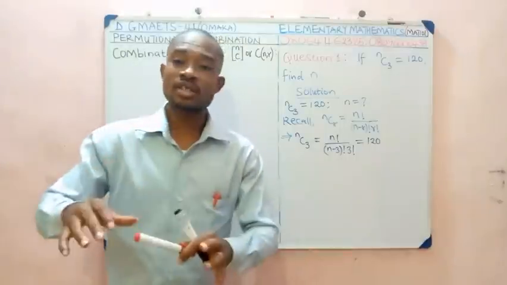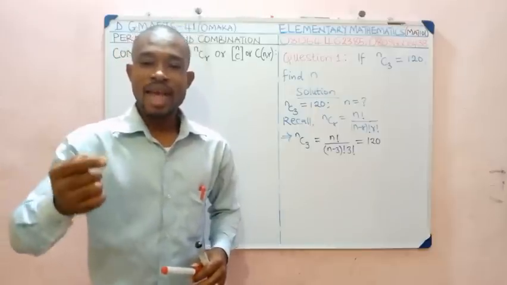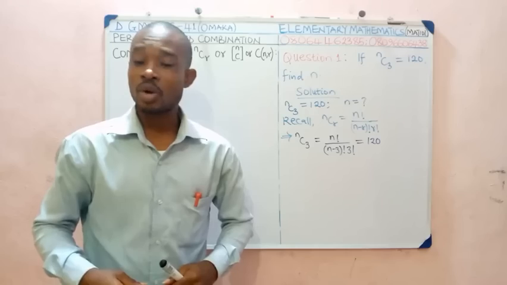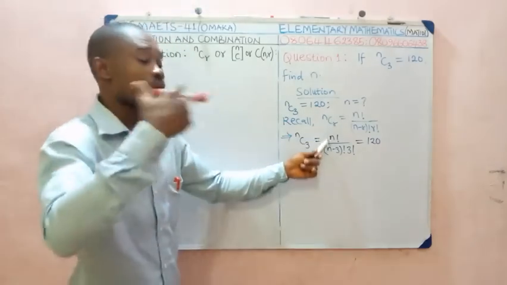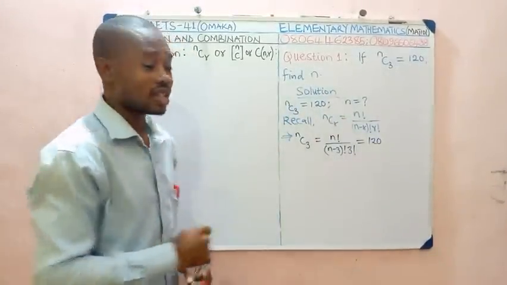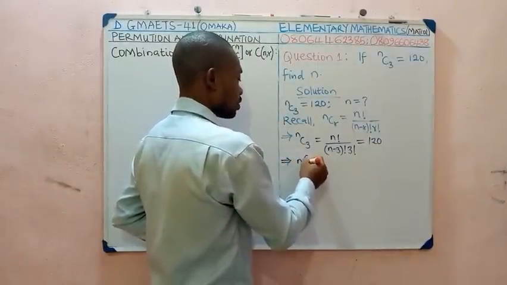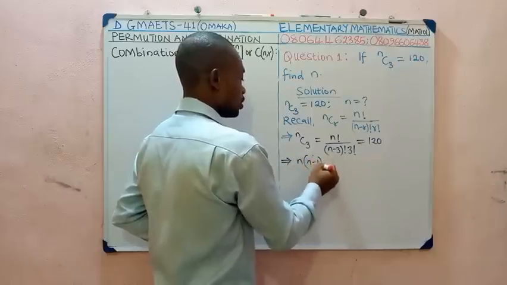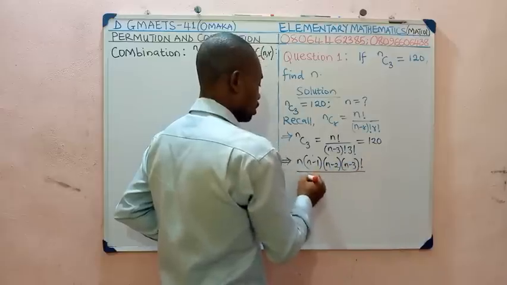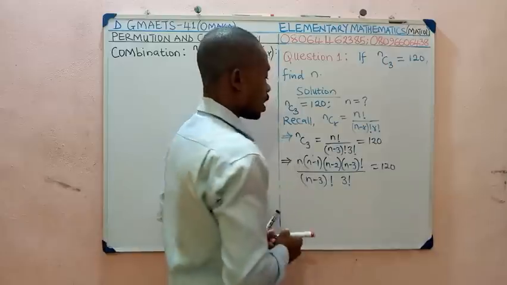Now we're going to do some expansion. We're going to expand the numerator n factorial. Remember the definition of n factorial from permutation. In expanding n factorial in the numerator, we have to be guided by the denominator. That was what we learned in our permutation class. So I'm going to expand n factorial up to n minus 3 factorial, and I will stop so that the n minus 3 factorial in the numerator will take care of that of the denominator. So this implies n times n minus 1 times n minus 2 times n minus 3 factorial, all over n minus 3 factorial times 3 factorial, will be equal to 120.